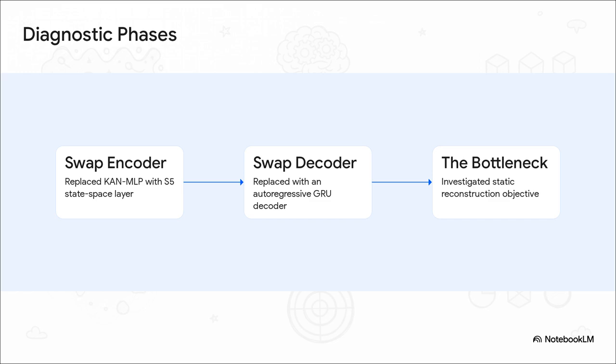Okay, phase 2, swap the mouth. They brought in a heavy-hitting autoregressive GRU decoder. Still no. The model stubbornly continued to fail on AM depth, harmonic stack, and waveform shape. These failures were persisting despite major architectural overhauls.